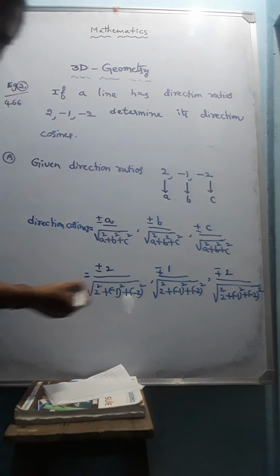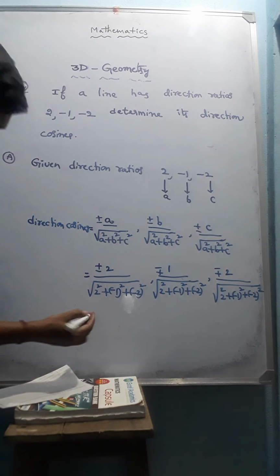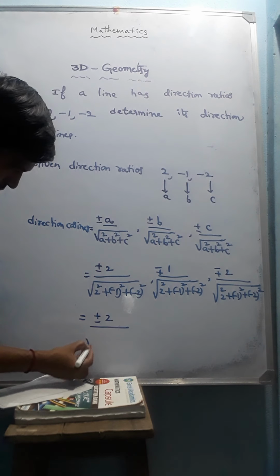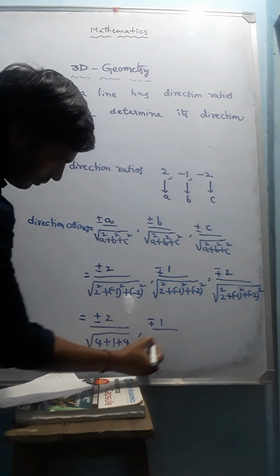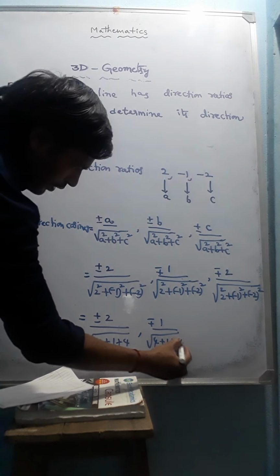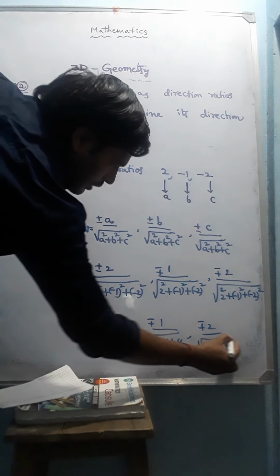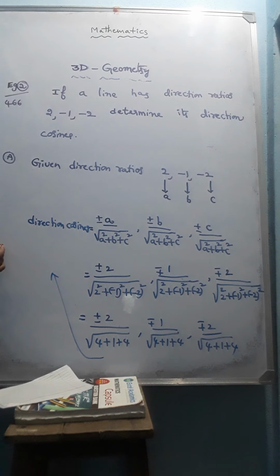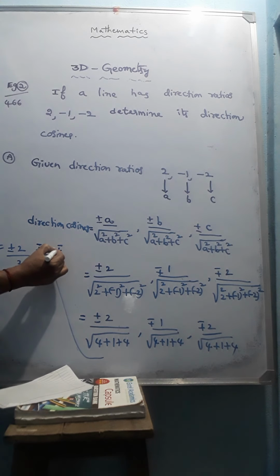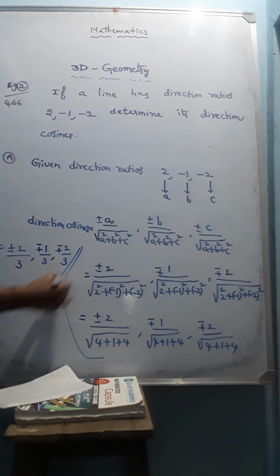Next step, that is equal to plus or minus 2 by square root of 4 plus 1 plus 4, comma, minus plus 1 by square root of 4 plus 1 plus 4, comma, minus plus 2 by square root of 4 plus 1 plus 4. Next step, that is equal to plus or minus 2 by, so 4 plus 1 plus 4 is 9, root 9 value is equal to 3. So next, minus plus 1 by 3, comma, minus plus 2 by 3. So this is the answer.